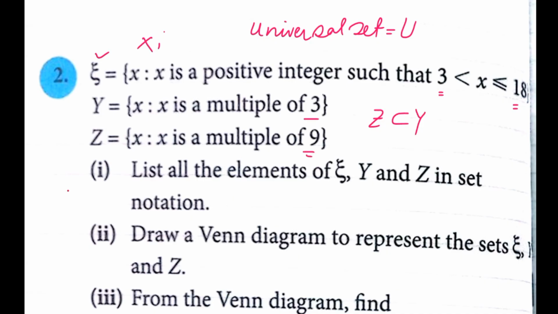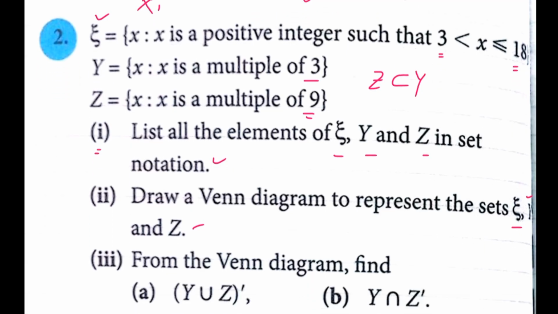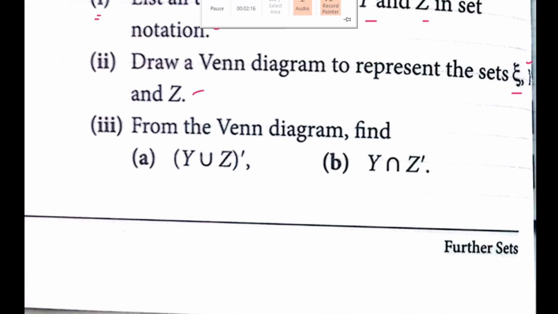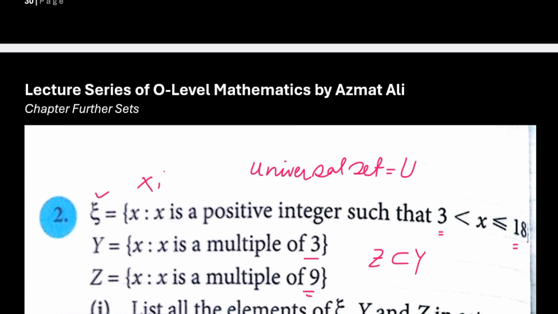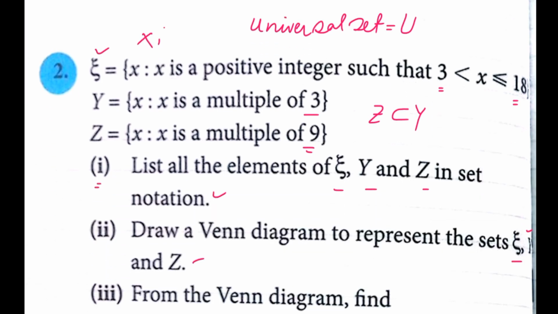The first part is to list all the elements of xi, Y and Z in set notation. In the second part, draw a Venn diagram to represent the sets xi, Y and Z. And in the last part, we have to make a Venn diagram that shows the complement of Y union Z and the intersection of Y and Z complement. So let us firstly write all the elements of the given sets.